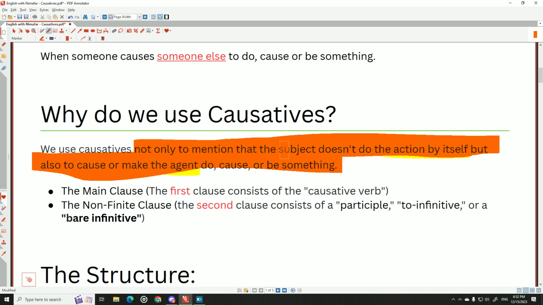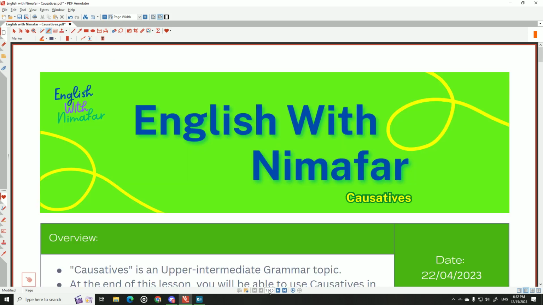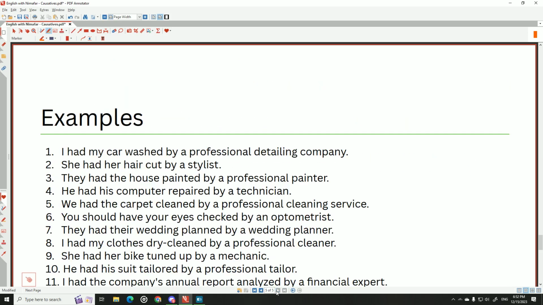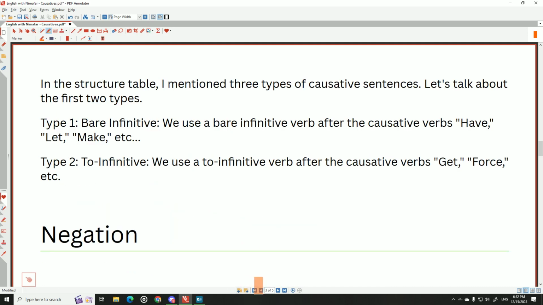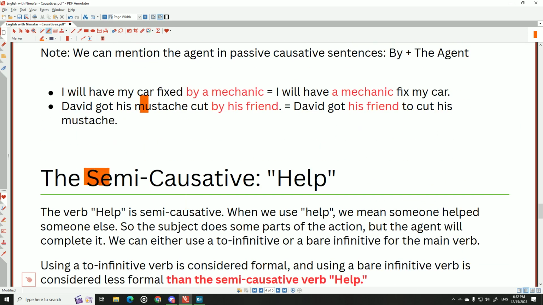It's not a together task. Just the mechanic is doing it. But we say help. So this is something together, a two-man job. We can say like this. So because of that, we say the semi-causative, not causative. It's half causative, half not causative. So we say it's semi-causative.